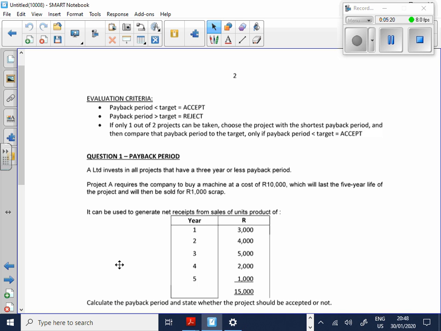Okay. So, guys, it says if only one of the two projects can be taken, choose the project with the shortest payback period. Are you guys comfortable with that? The basic principle, guys, is that we always use cash flows. Why do we always use cash flows? Not profits. Because a profit can be manipulated.